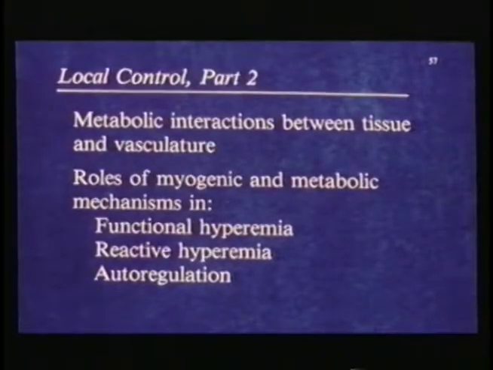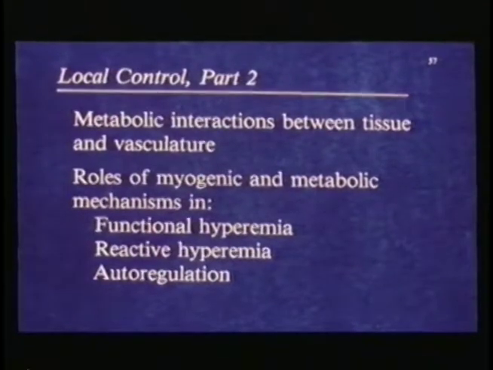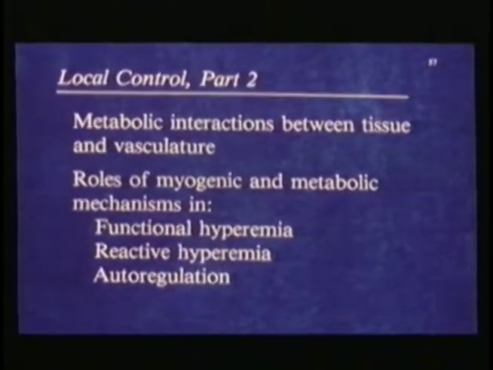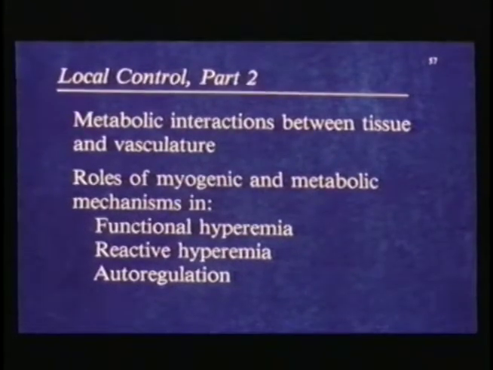57. In Local Control Part 2, we discuss the metabolic interactions between the tissue and vasculature that balance blood flow and tissue function, and we discuss in detail the combined roles of myogenic and metabolic mechanisms in three major phenomena: functional hyperemia, reactive hyperemia, and autoregulation.